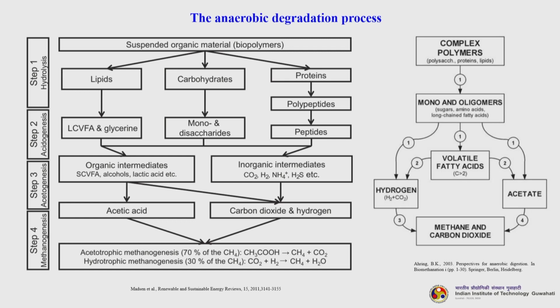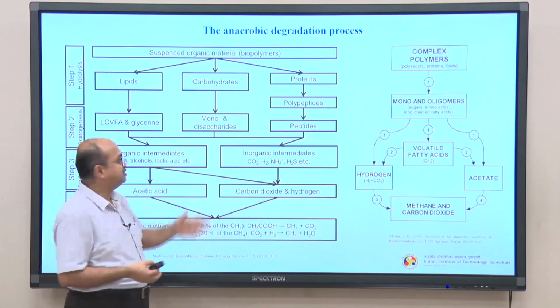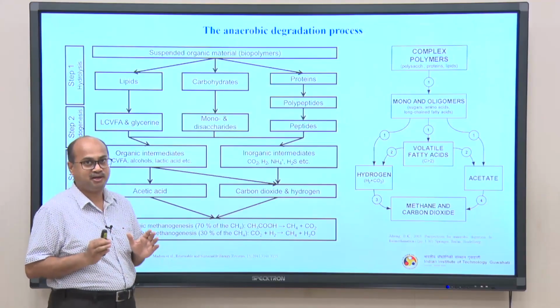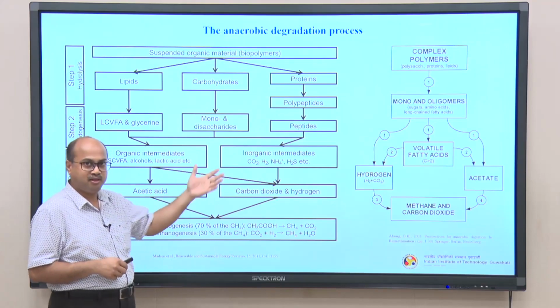So, up to this, now carbohydrates can be converted into mono and disaccharides, and then they also can be converted either into organic intermediates or inorganic intermediates, right. Similarly, the proteins get converted to polypeptides and again peptides, and then again these peptides can be converted to either organic intermediates or inorganic intermediates. Now, please understand that when I say this conversion is happening, it depends upon what type of microorganism is present and what they are converting. That is the most important thing apart from other things.